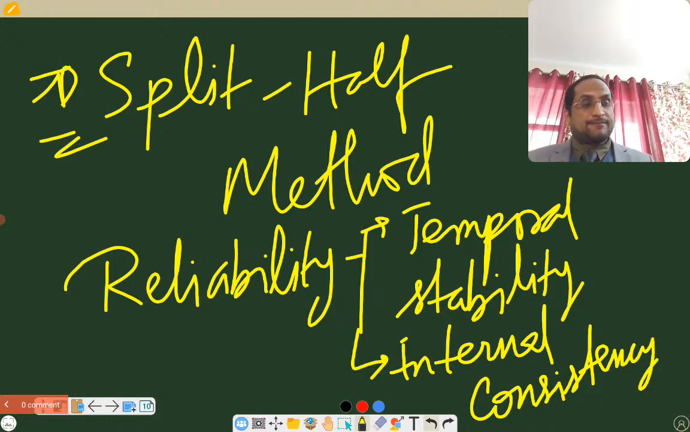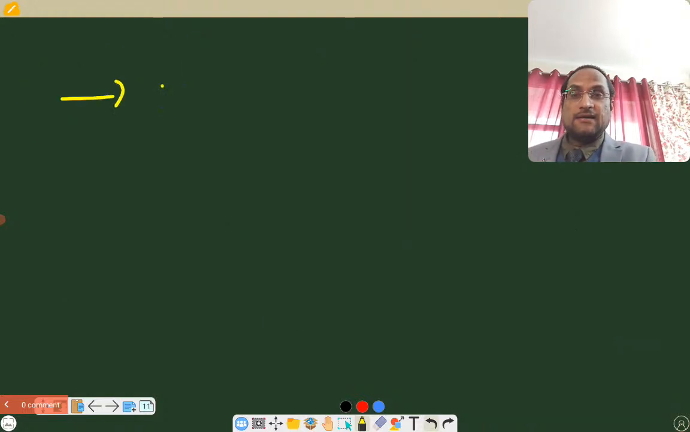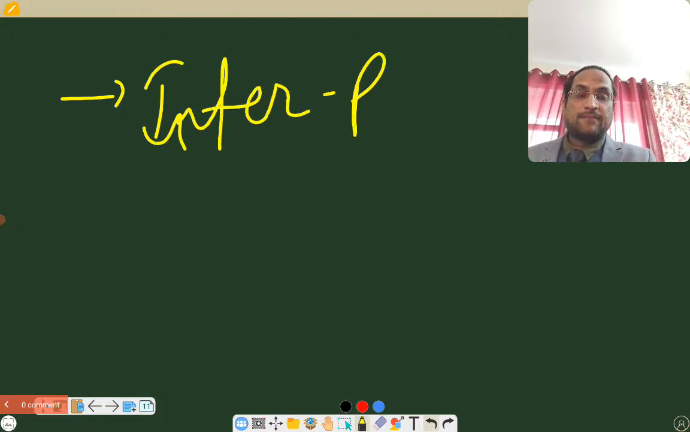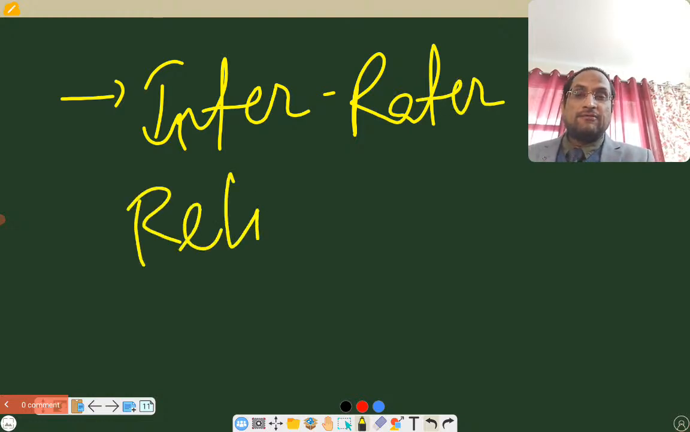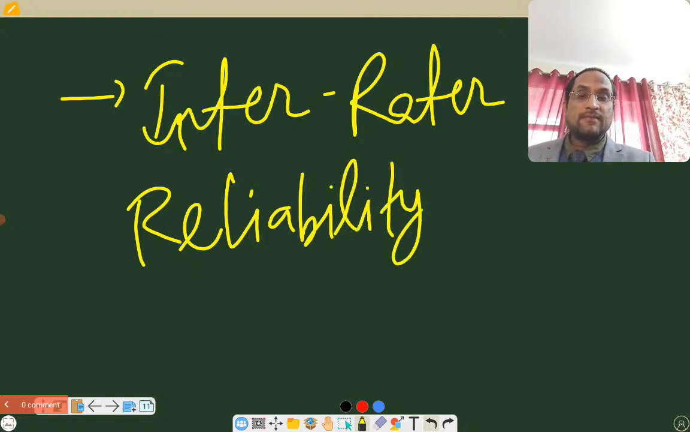There is another variable which is taken into account, and that is called your inter-rater reliability. That is, the test will be evaluated, the performance scoring will be done by different test evaluators. So those evaluators should also be consistent.